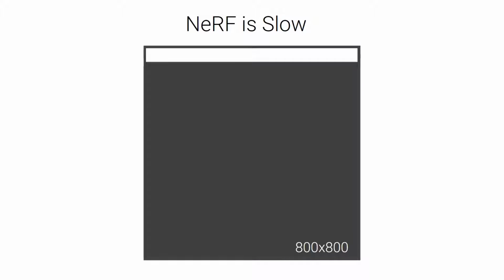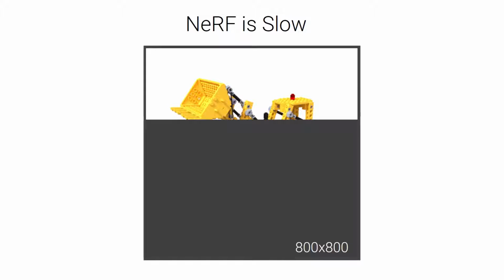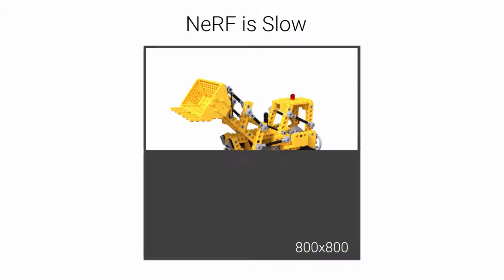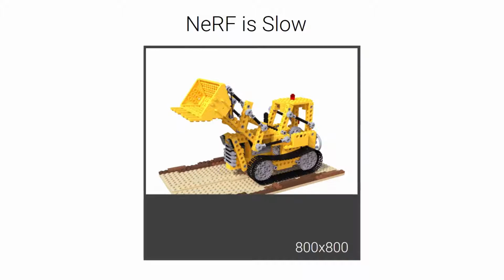One of the biggest issues with NeRF is that it is very slow to render. Rendering a single image takes about half a minute, even on a very high-end GPU. This animation is supposed to depict the speed of rendering. This is a problem for practical application and also makes the representation very difficult to visualize.